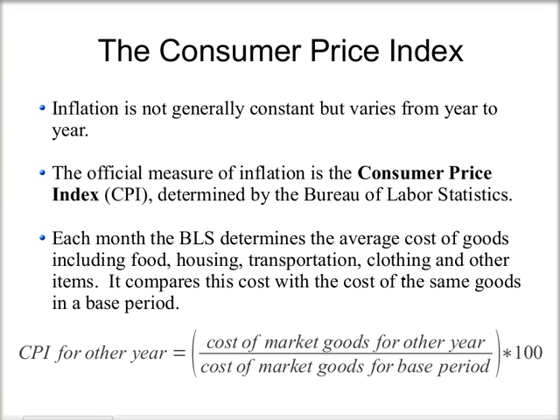The cost of homes is left out of this calculation. And then they compare this cost with the cost of the same goods in some base period that they've chosen. So we can calculate the CPI for some year by looking at the cost of market goods for that year divided by the cost of market goods for the chosen base period and multiplying by 100. And you can tell that this is a percent calculation, so we're looking at what percent of the cost of goods in the base period is the cost of goods for the other year.